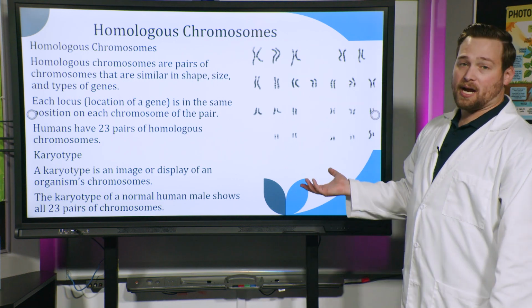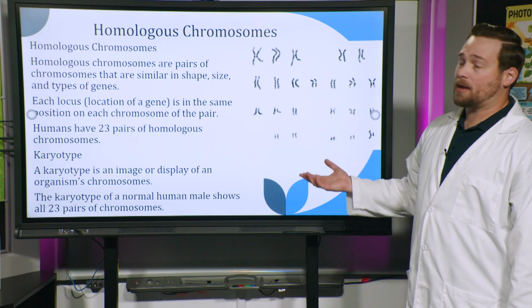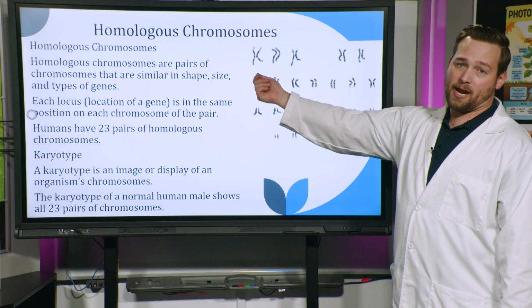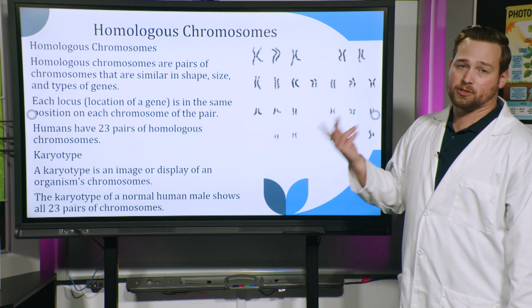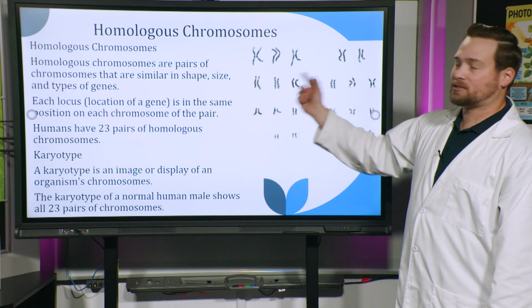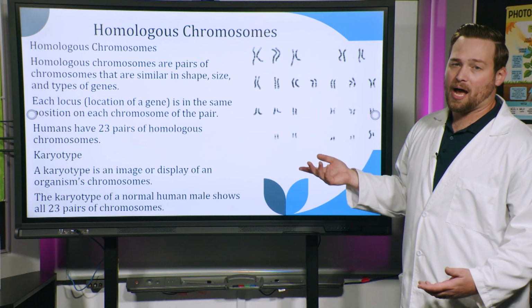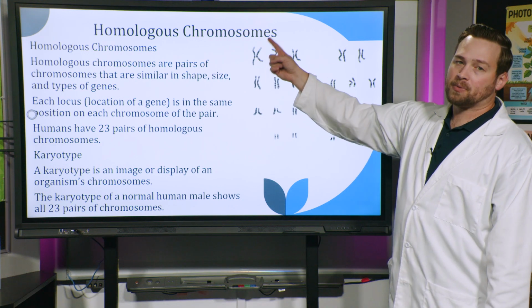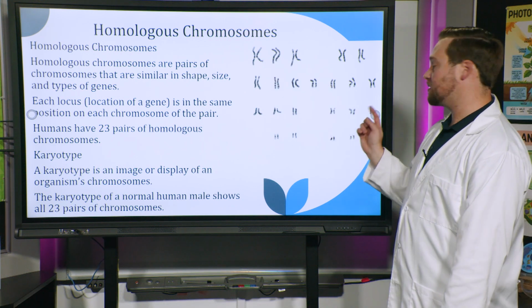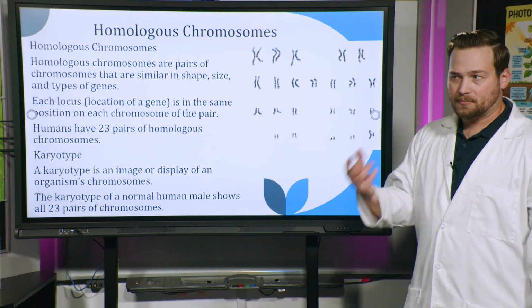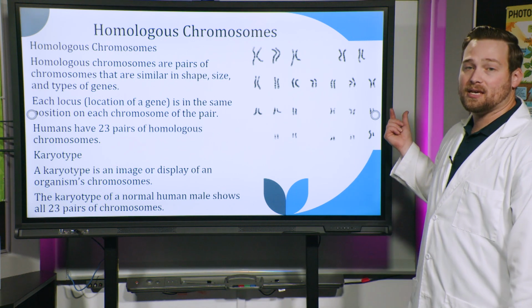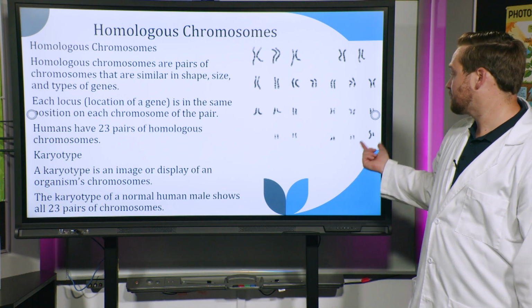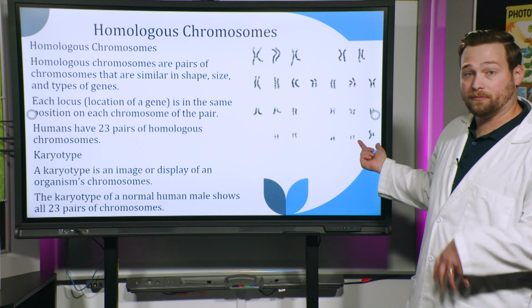So this is a karyotype. When we make karyotypes, we use the chromosome pairs and we just put them from largest to smallest. So this isn't necessarily how they're arranged in your body or anything. When we take this picture, we just arrange them from biggest to smallest. And then the last set of chromosomes is the sex chromosomes. And this determines if you're male or female.